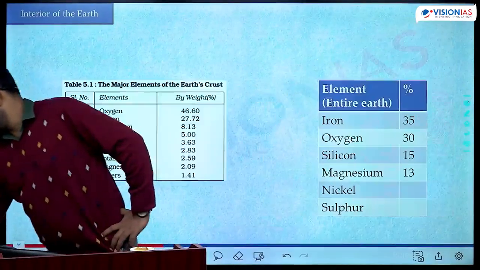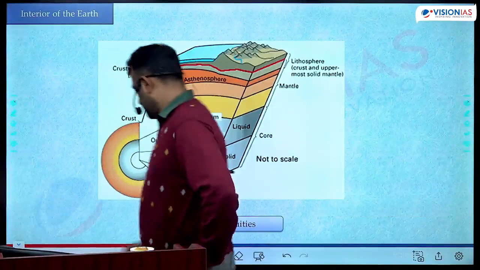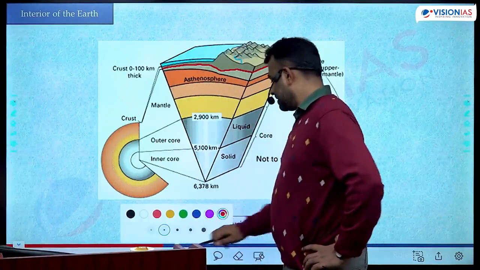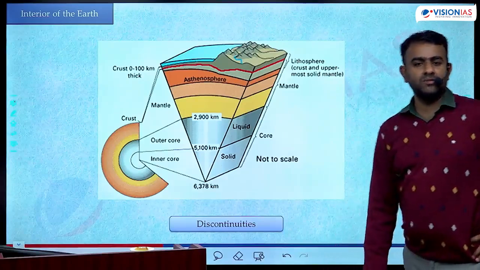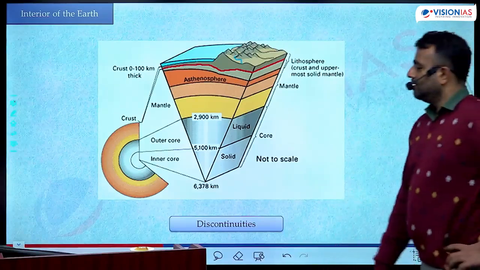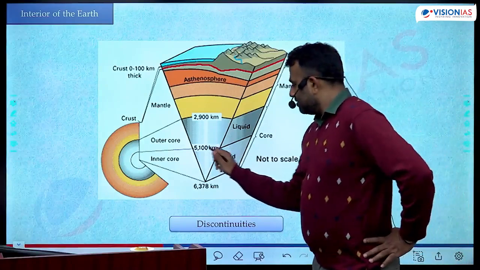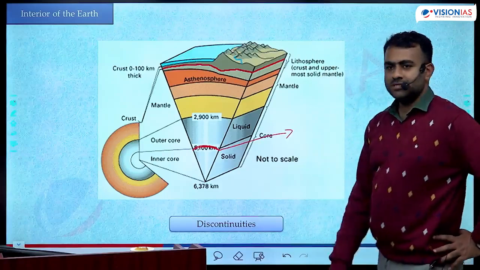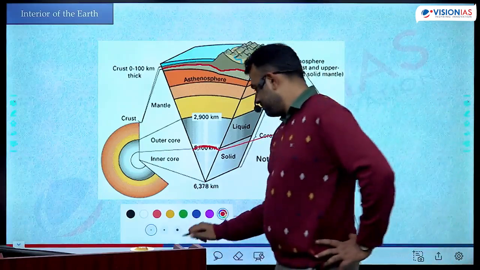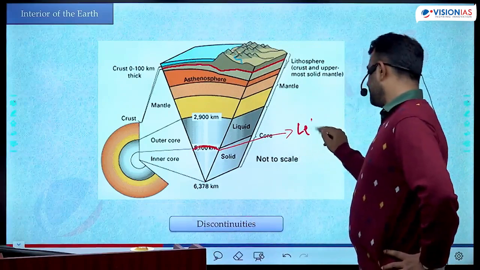And wherever there is a change in the nature of the material, you will find discontinuity. Discontinuity is a transition zone between the two layers. Okay, starting from the bottom, look. Between the outer core and inner core, there is a discontinuity. What do we call it as? Lehman. This is what is Lehman discontinuity.